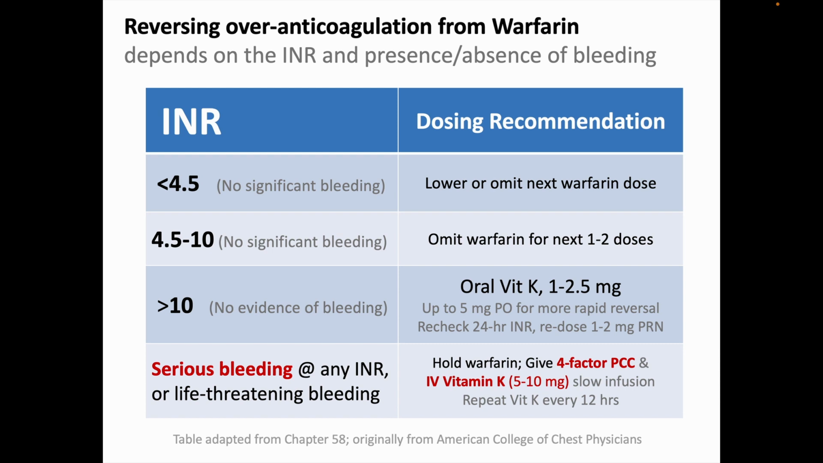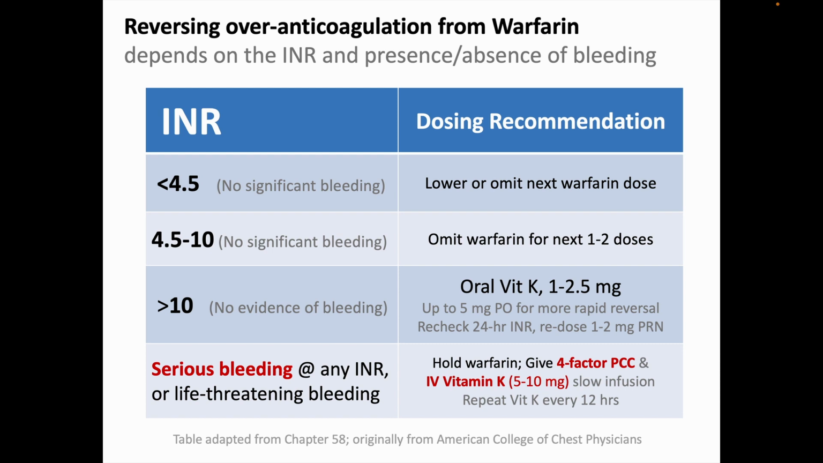If the INR is over 10, then the patient is given oral vitamin K 1 to 2.5 milligrams. If faster resolution is desired, the oral vitamin K dose can be up to 5 milligrams, and you check the INR in approximately 24 hours to see if additional low doses might be needed.